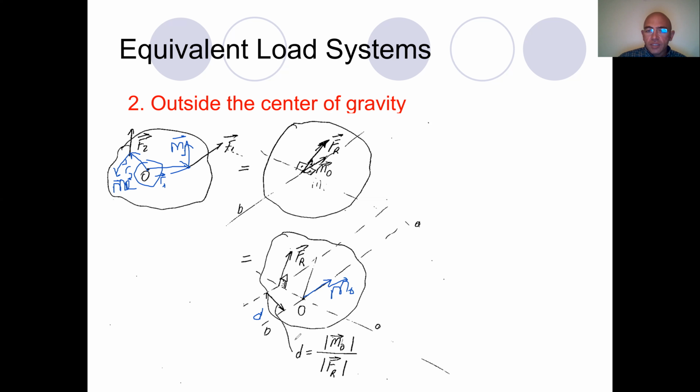How can I calculate the D then? Certainly, the magnitude of the moment at the center of gravity divided by the magnitude of the resultant force will give me the distance D. Okay.